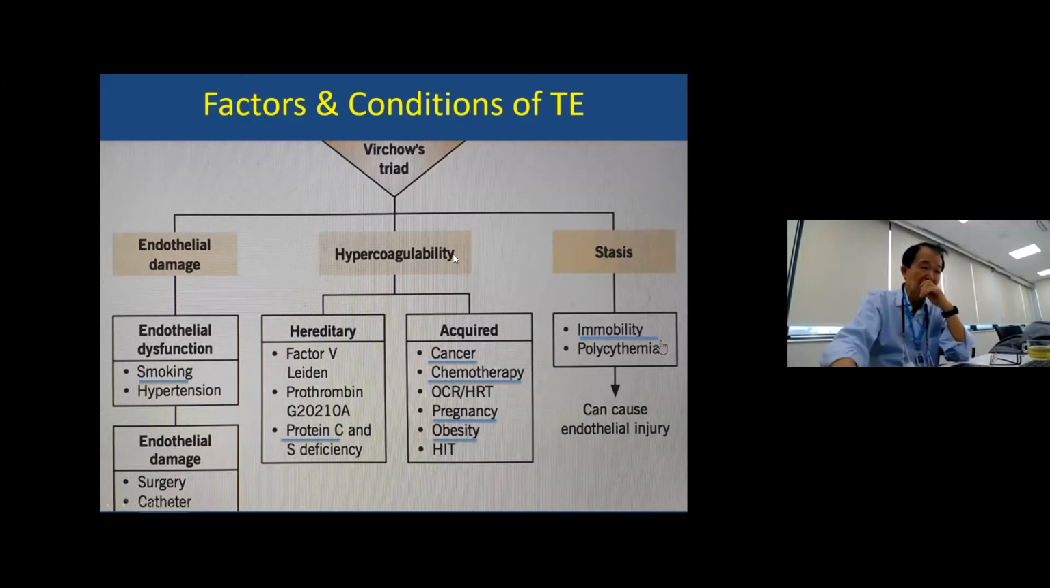And in the blood property problem, okay, congenital, factor 5, as I mentioned, protein C and S deficiency, certain prothrombin factor, the acquired ones, cancer, chemotherapy, or obesity. So many cancer patients die of either blood clot or infection, not by the cancer. Chemotherapy, because the chemotherapy damaged the vascular wall.